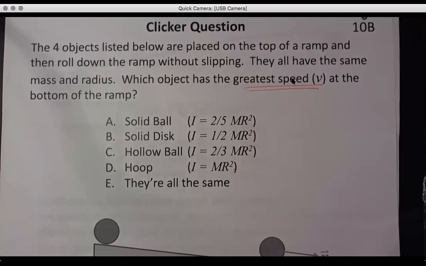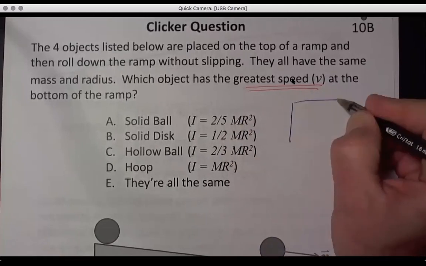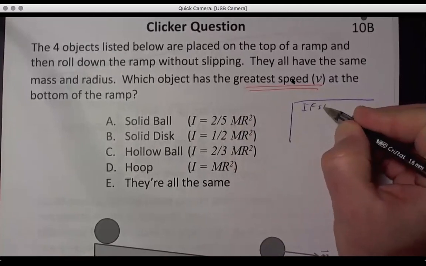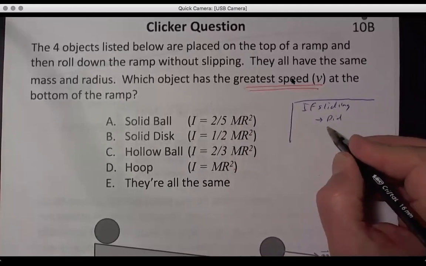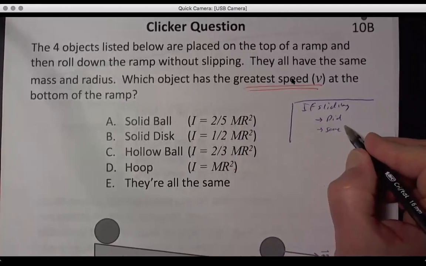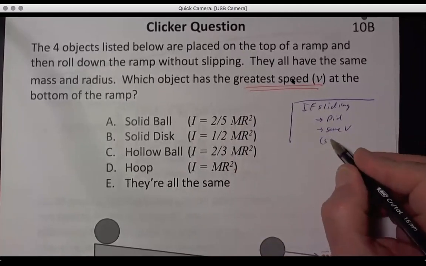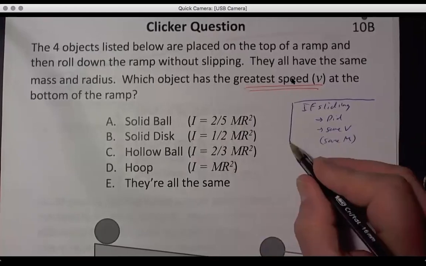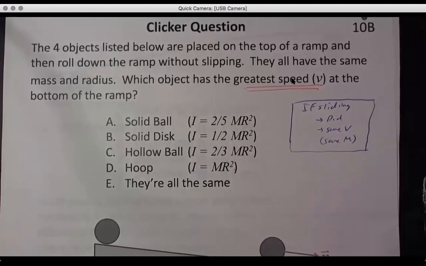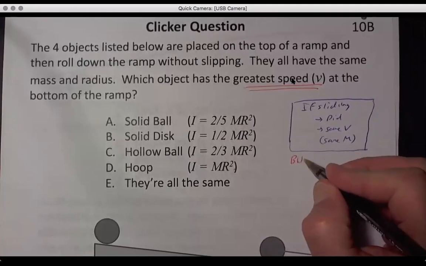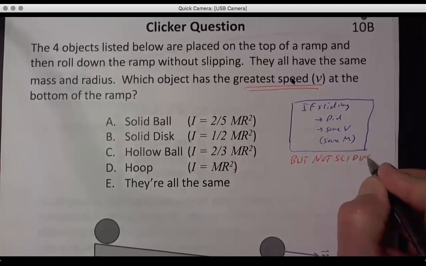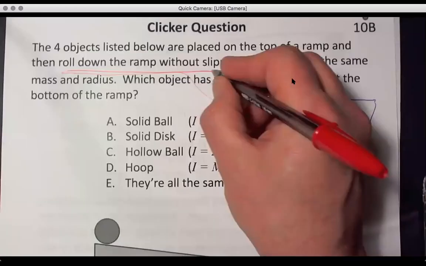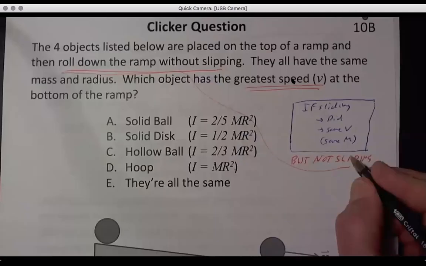Now, if they were sliding, which I'll put in a box because they're not, then we already did this, and they have the same v because they have the same mass. But of course, here they're not sliding. Right, roll without slipping, in fact.